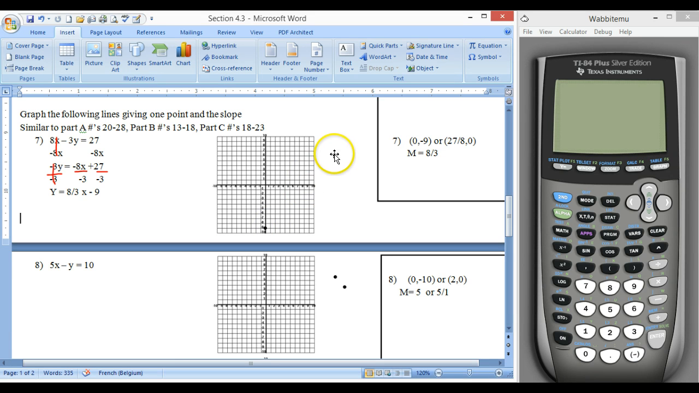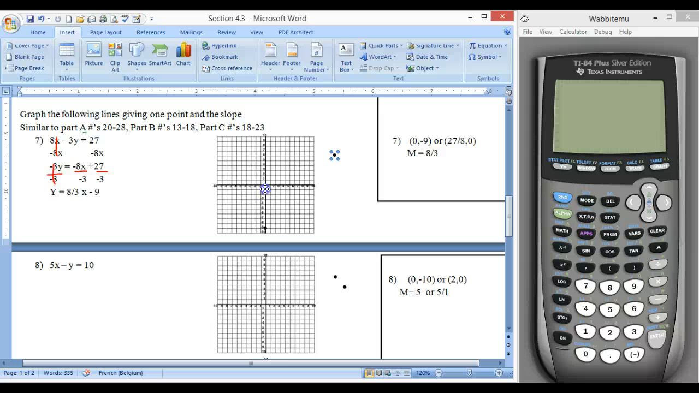So I get my next point, and I rise up 8 from here. 1, 2, 3, 4, 5, 6, 7, 8. Because I have a positive 8/3. So that's a rise. That's exactly what slope means, rise. Now over run, that means I need to run 3, a positive 3.